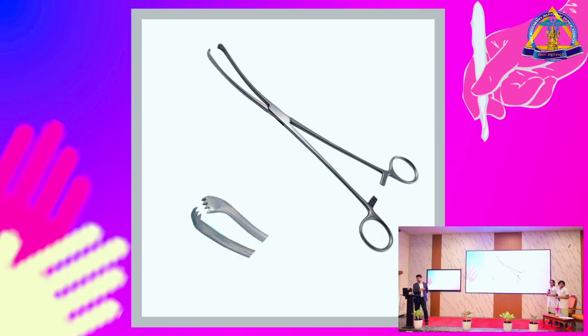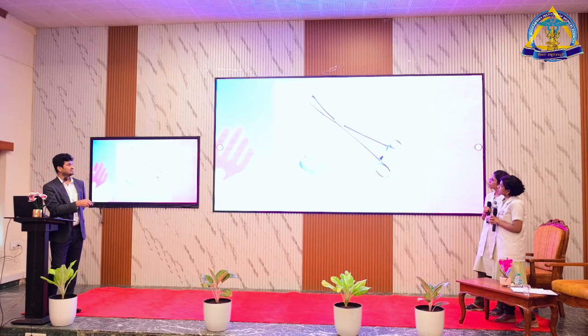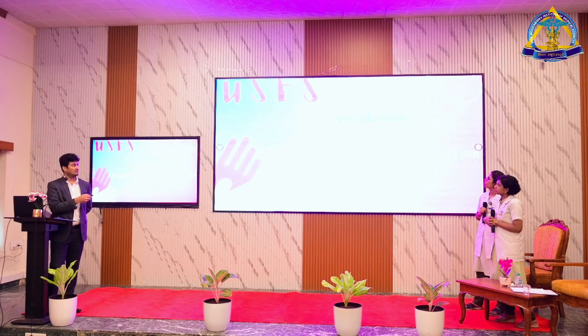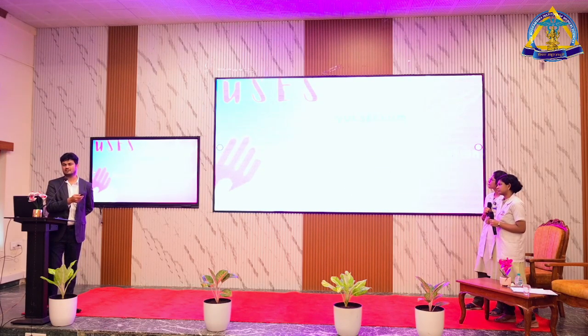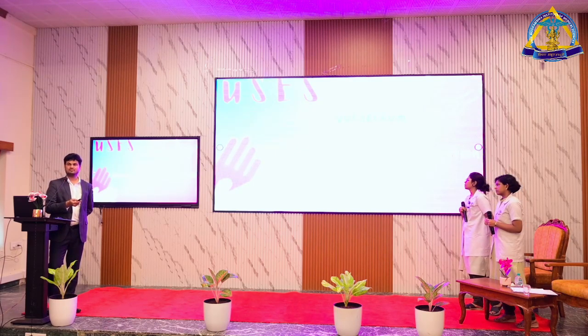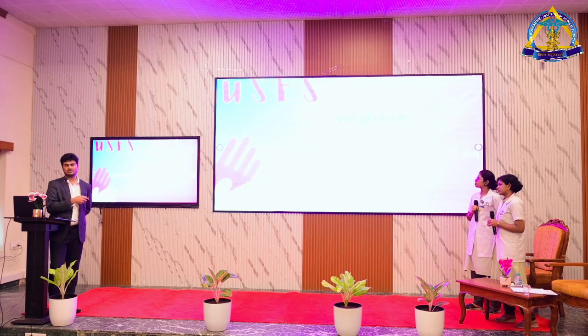And what is this one? This is the vulsellum. How do you identify it? The vulsellum has 3 to 4 serrated teeth and it is curved a little bit. Why is it curved? It is curved so as to not obstruct the view while holding the cervix. Correct. This is used to hold the cervix, whereas in case of a pregnant uterus, you can't hold with this vulsellum. You use a different instrument to hold.